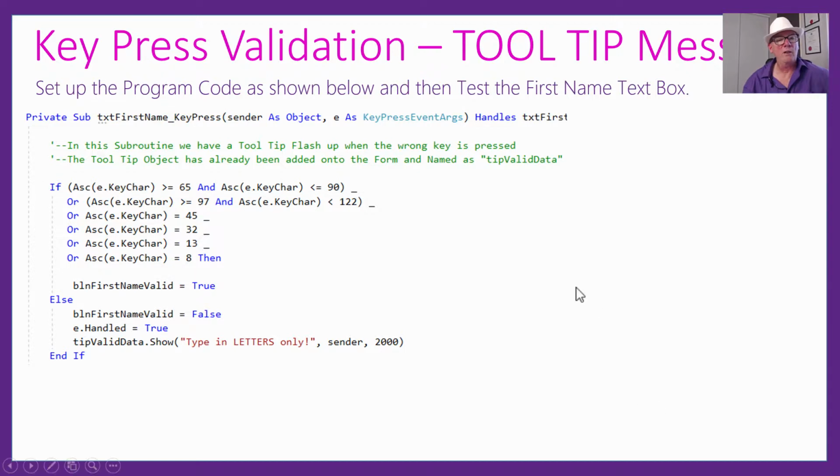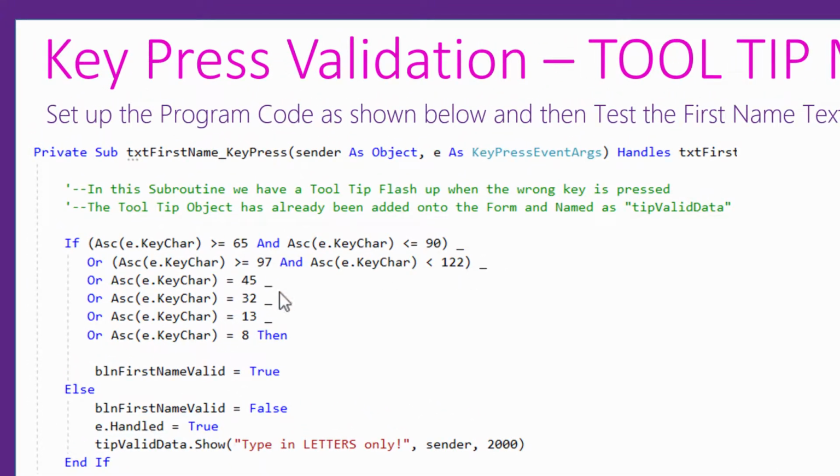So basically for the first name, you can pretty much copy and paste the same code you used for the last name because it's all the same things. We want letters or hyphen, spaces, backspace, and enter keys. So you can just copy and paste that, but make sure you've got Boolean first name, not last name here, Boolean first name valid. So you'll have to dimension that variable up the top of the program as well.